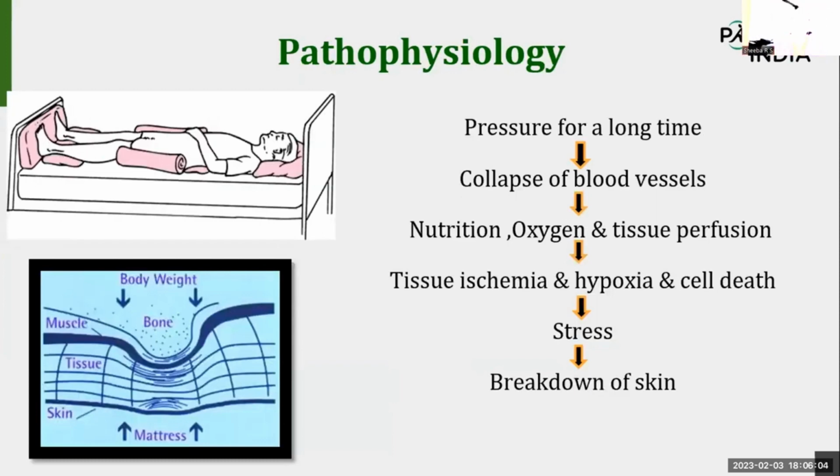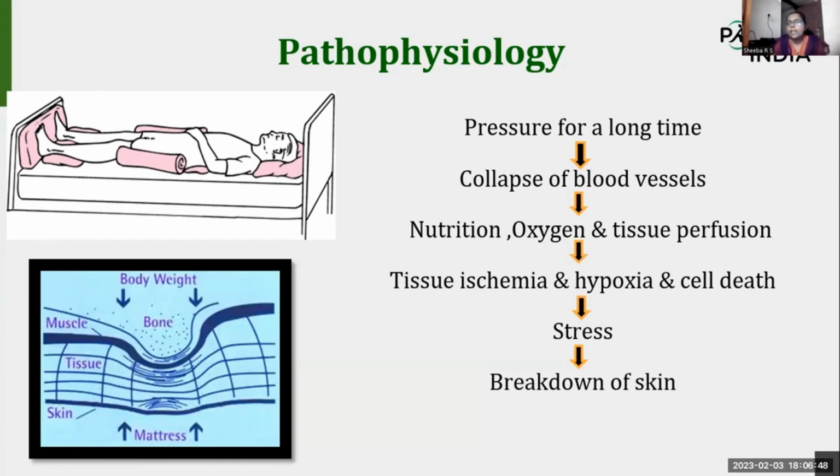So let's see what is the pathophysiology of pressure ulcer. You can see a patient lying on a bed. Just imagine a patient lying on a bed in supine position. So when a patient is lying on a bed, what happens? Usually, because of their body weight, the underlying tissues are compressed. Okay, so you can see that picture, pressure for a long time leads to collapse of blood vessels. If the blood vessels are not functioning well, what happens? The tissues may not get adequate nutrition, and finally tissue ischemia and tissue breakdown. This is the pathophysiology of pressure ulcer.